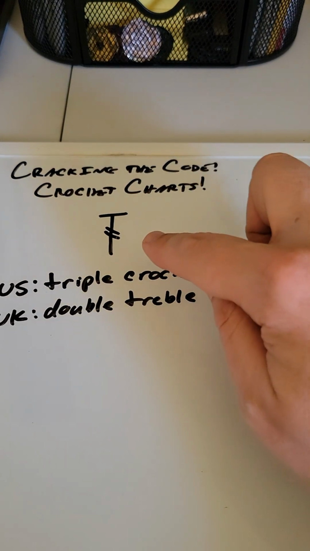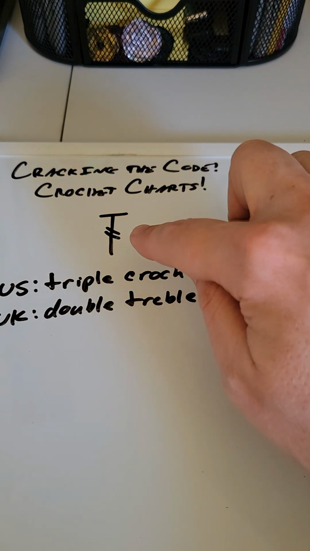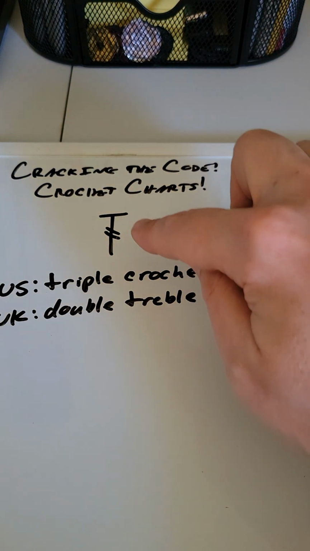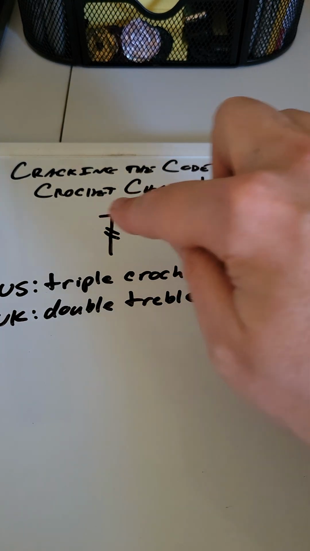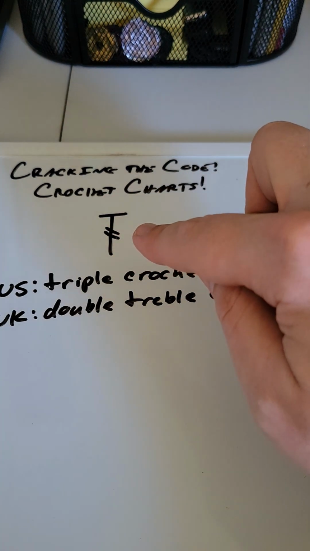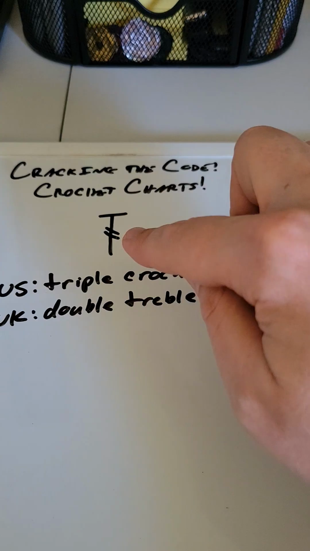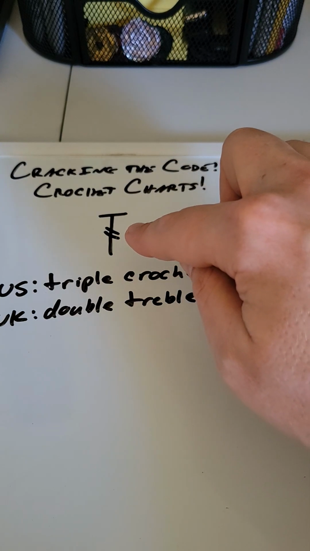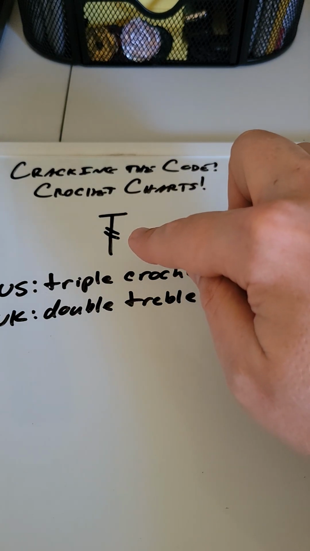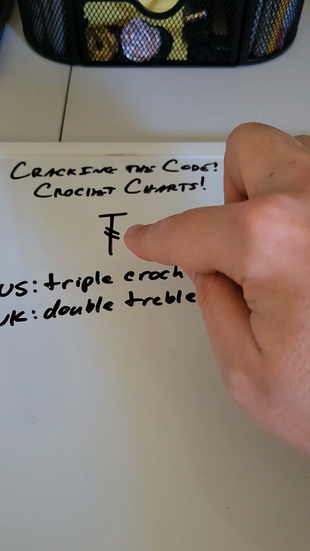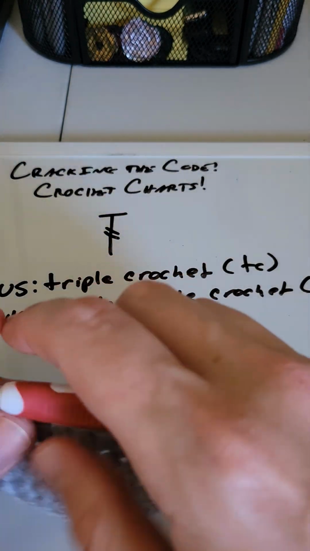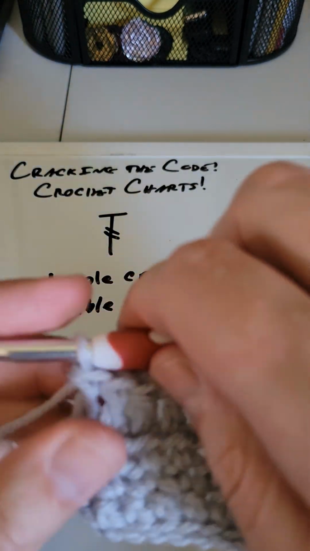And then this is a symbol that you'll see when you are asked to work a triple crochet, which is basically the same long T as the double crochet and the half double crochet, but with the exception that instead of 1 line, you have 2 lines, which denotes a triple crochet. So let's go ahead and work that now.